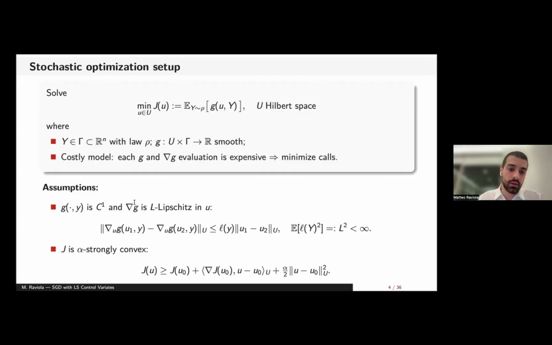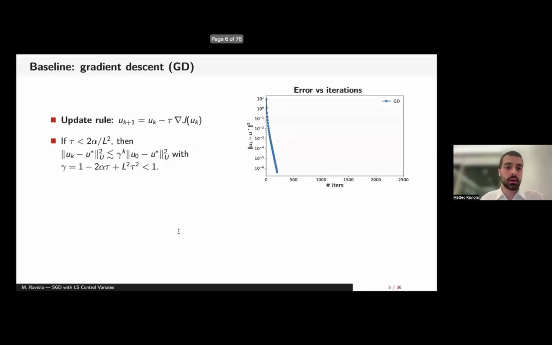So the gradient of g with respect to u is L-Lipschitz in u, as explained here, with a Lipschitz constant which is square integrable. And also we assume that J is alpha strongly convex. So this is really a nice setting that we are considering.